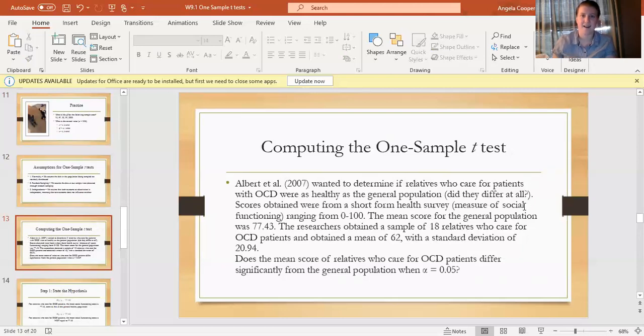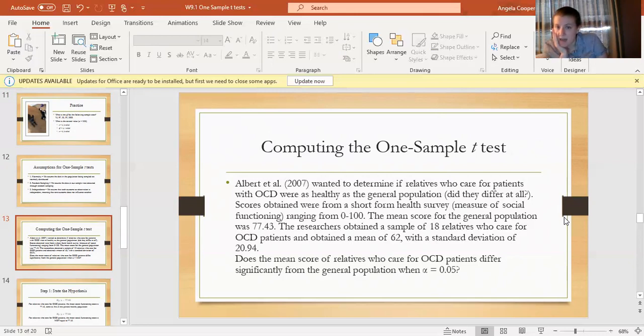Lunchtime, crazy. So computing a one sample t-test. Here's an example for one sample t-tests. Albert et al. wanted to determine if relatives who care for patients with OCD were as healthy as the general population, meaning did they differ at all? Scores obtained were from a short form health survey, which is a measure of social functioning, ranging from 0 to 100. The mean score for the general population was 77.43. So that's our population mean right there.